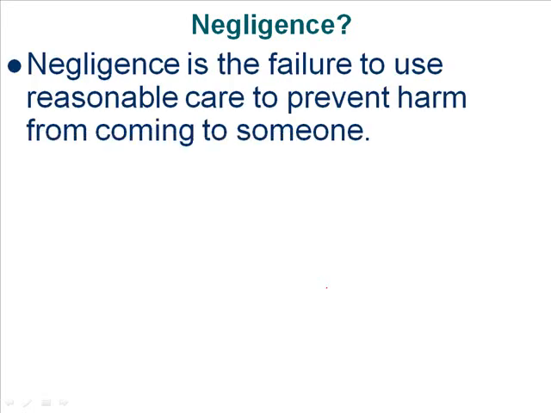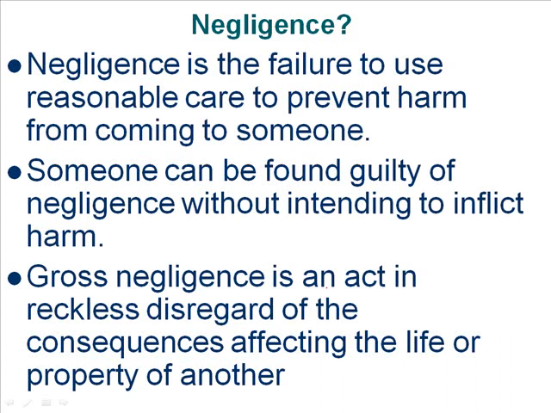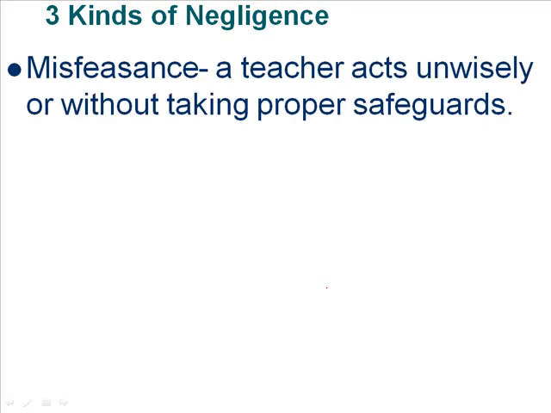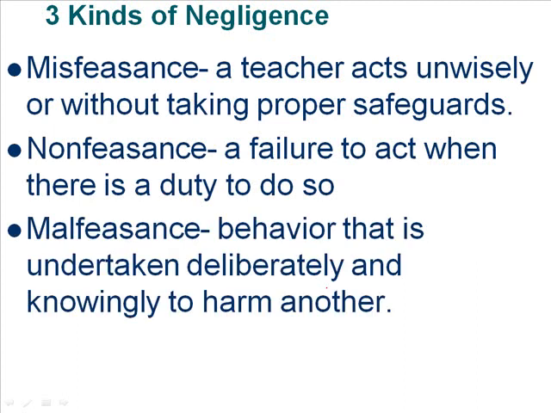What is negligence? It is the failure to use reasonable care to prevent harm from coming to someone. Someone can be found guilty of negligence without intending to inflict harm. Gross negligence is an act of reckless disregard of the consequences affecting the life or property of another. 3 kinds of negligence. First, misfeasance: the teacher acts unwisely or without taking proper safeguards. And then there's nonfeasance, a failure to act when there is a duty to do so, and malfeasance, behavior that is undertaken deliberately and knowingly to harm another.